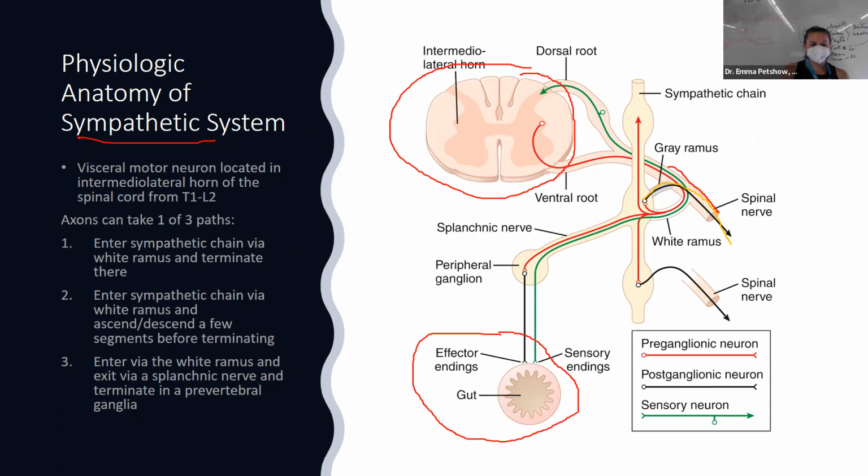Again, sympathetic nervous system, we're dealing with thoracic and lumbar. Axons can go one of three paths. That can enter our sympathetic chain via our white rami, white ramus, and terminate there. So this is option one.